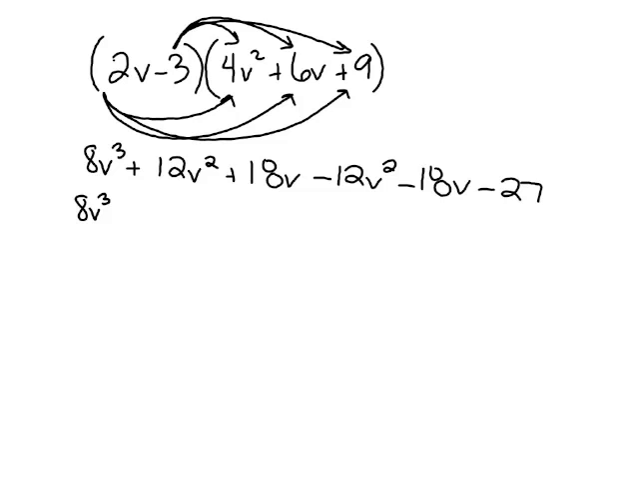The 12v squared and negative 12v squared cancel each other. What's my next term? 18v and negative 18v. Those are going to cancel. We're left with negative 27. So 8v cubed minus 27. Okay.